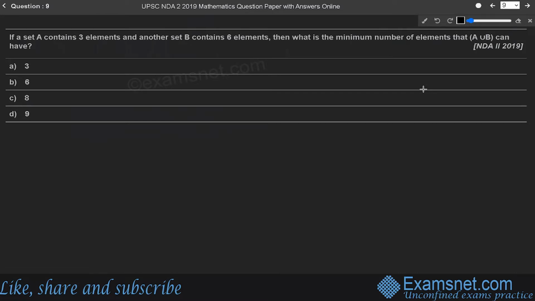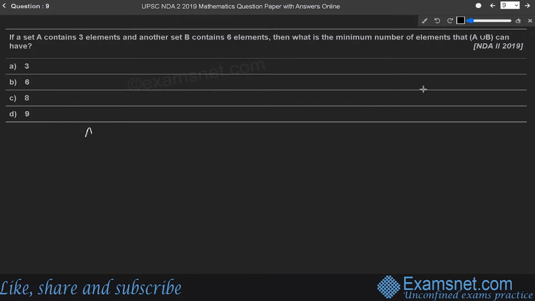Next question is, if a set A contains 3 elements and another set B contains 6 elements, then what is the minimum number of elements that A union B can have? It is a very, very interesting question. This kind of question always comes in the exam.